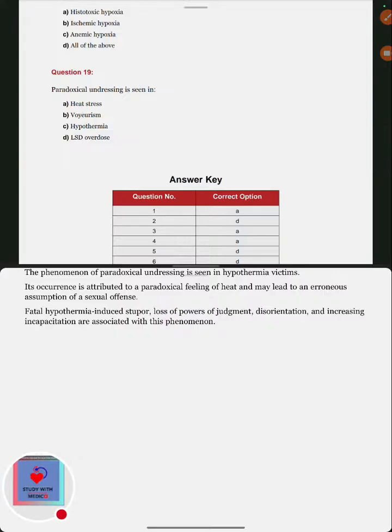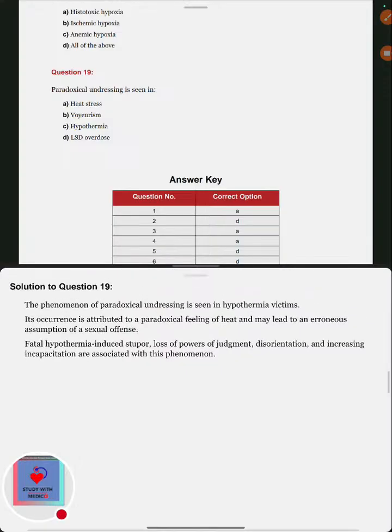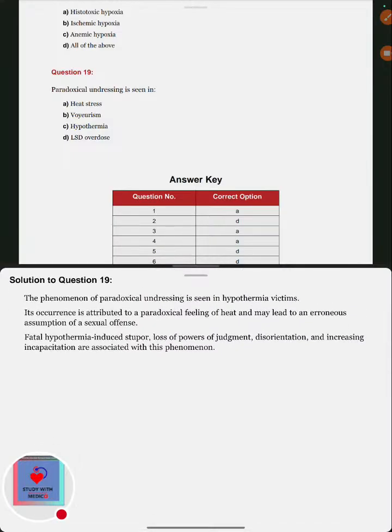Paradoxical undressing is seen in hypothermia. When the temperature is too low, the person takes off his coat. No, not that one, but it's a different one. So in paradoxical undressing, because of the low temperature, the person immediately feels hot, takes off his clothes and then hides in some place.